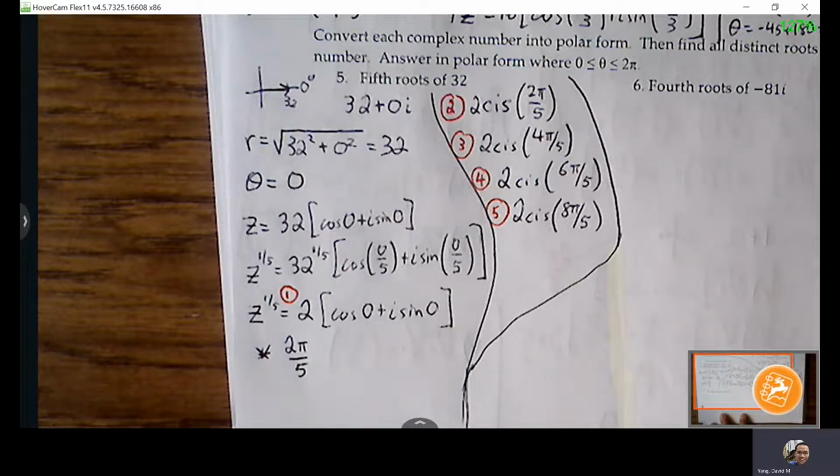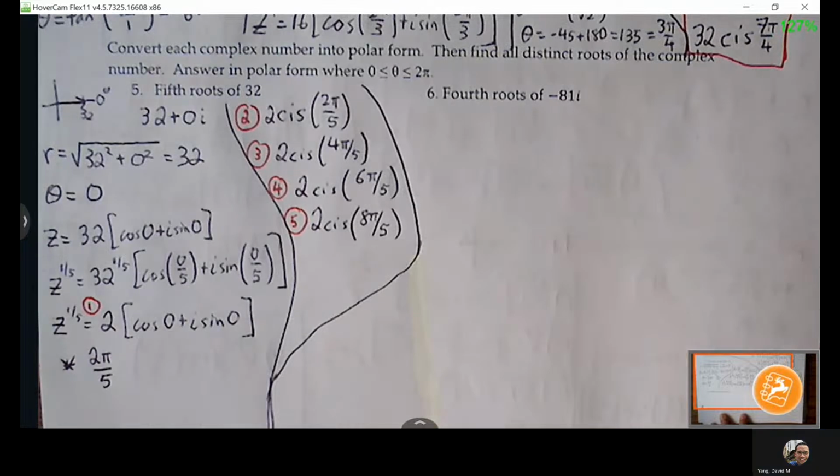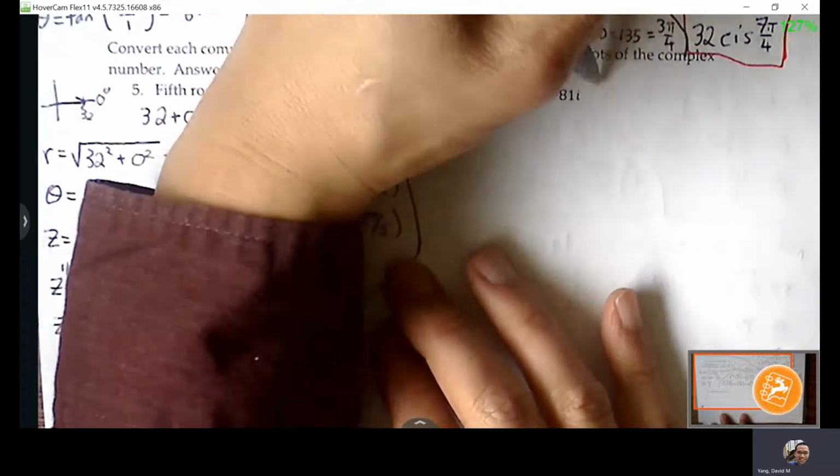Okay, try number 6. Okay, I'll show the work in a second here.